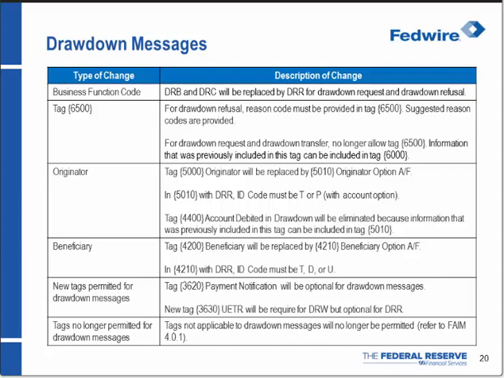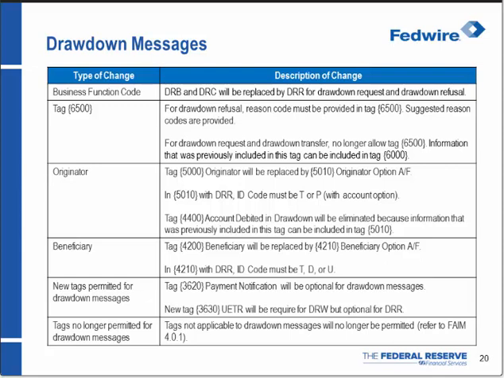Thanks, Gina. So on this slide, we'll walk through the changes that we plan to make to the drawdown messages. At the top, we have business function code, which we've already addressed. The DRB and DRC codes will be replaced by DRR for drawdown request and drawdown refusal.